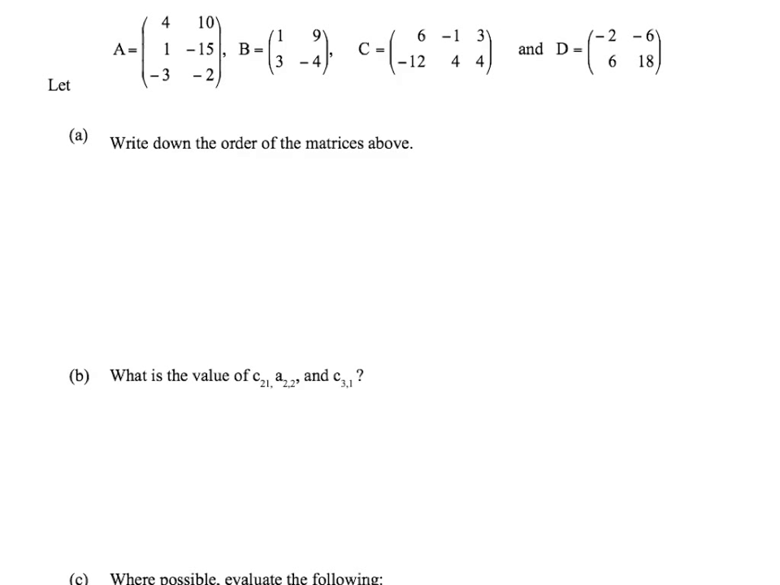You're given four matrices, A, B, C and D, and you're asked firstly to write down the order of the matrices above. Now, the order of a matrix is written rows by columns. And remember that a row goes horizontally and a column vertically.